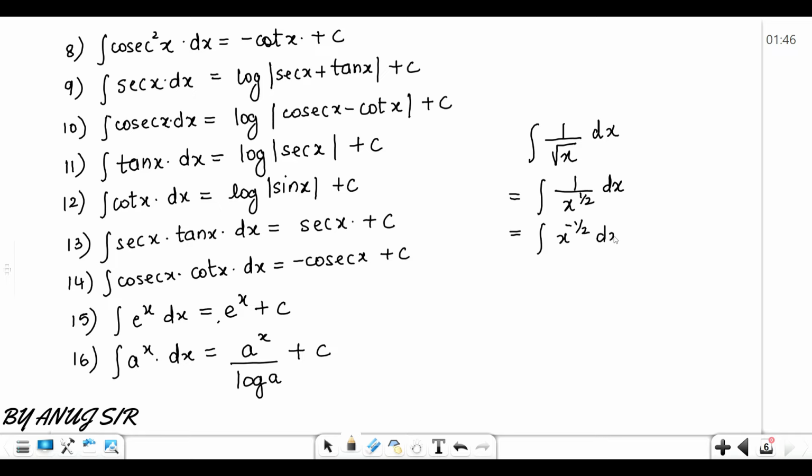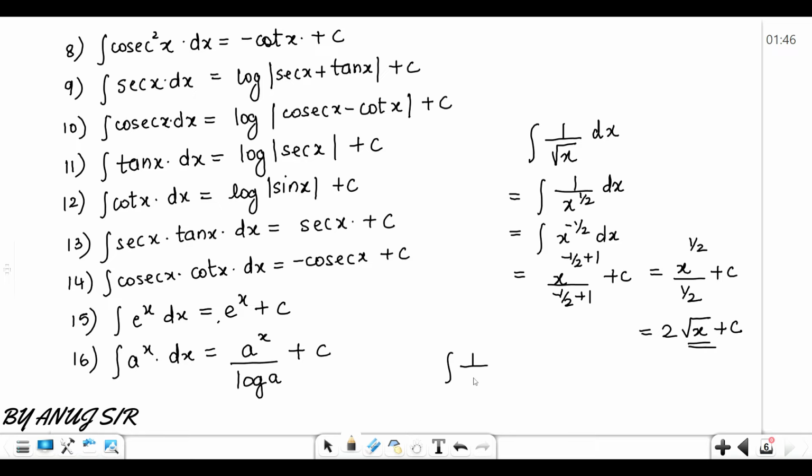Now when we talk about the power formula, it is x to the power n plus 1 upon n plus 1. The value of n is negative half, so that will be x to the power negative half plus 1 upon negative half plus 1, plus c. Now negative half plus 1 is half, and this will also be half, plus c. So this 2 will come upward, so that will be 2 root of x plus c. X to the power half is nothing but root x. So we got the value of integration of 1 upon root x is 2 root x plus c.